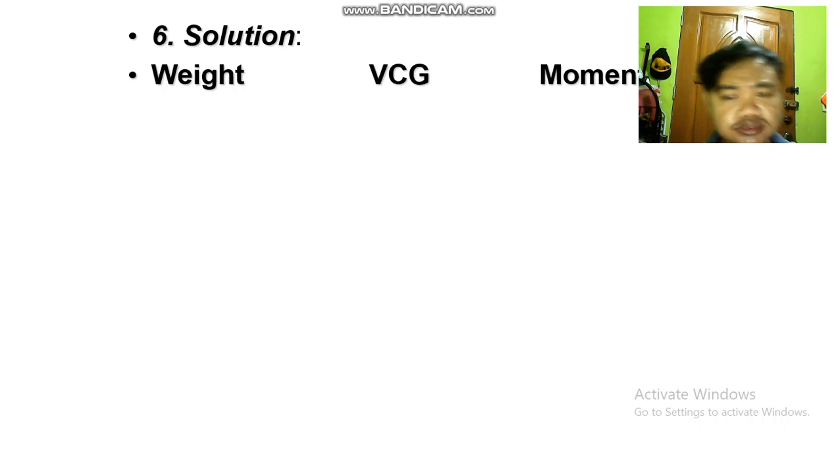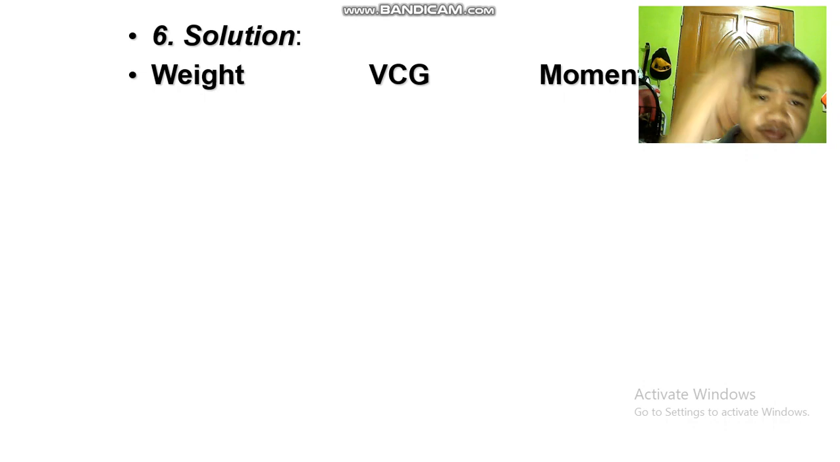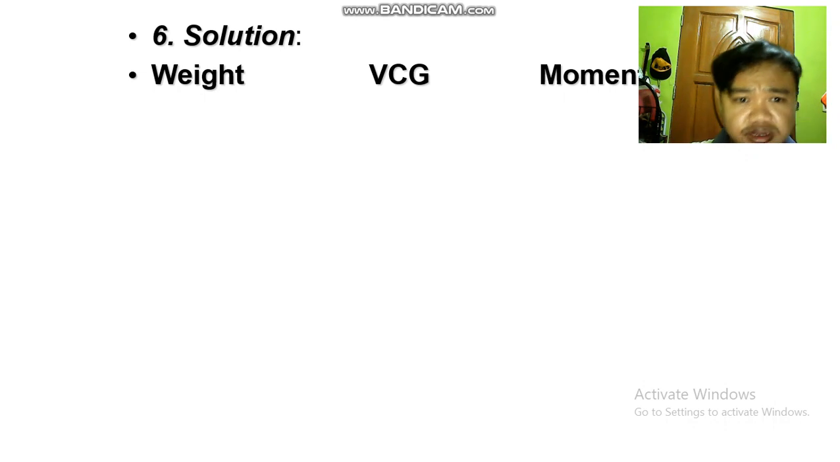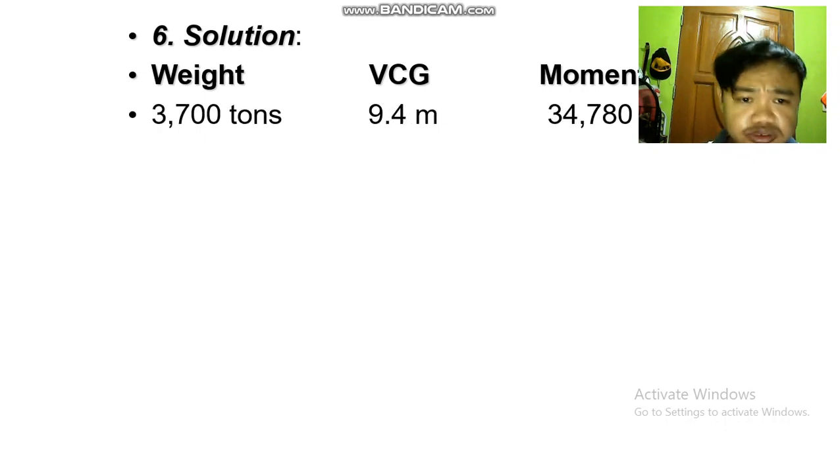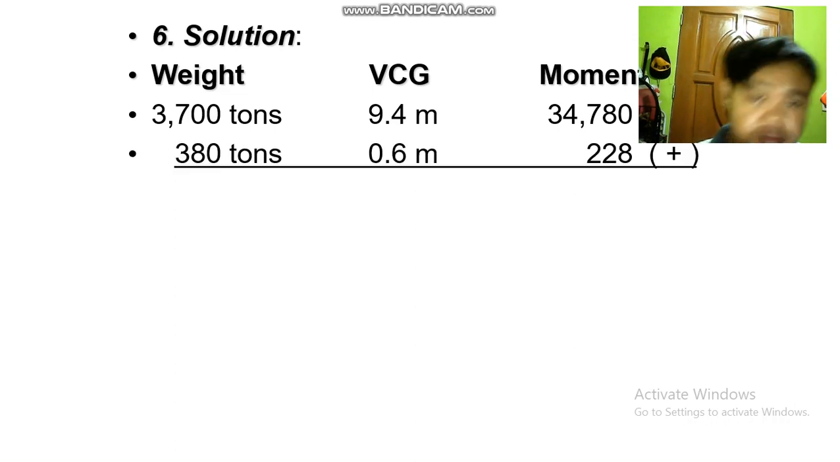These are the solutions. We need to construct a table where we have the weight, the classified weight, VCG, and then the moment. First we need to write down the displacement of the ship: 3,700 tons, and then the VCG of 9.4. You just need to multiply these to obtain the value of the moment.